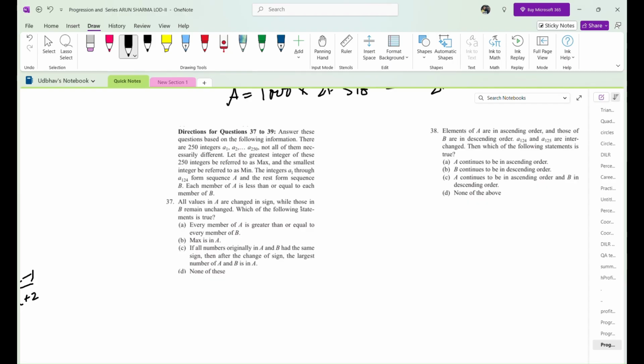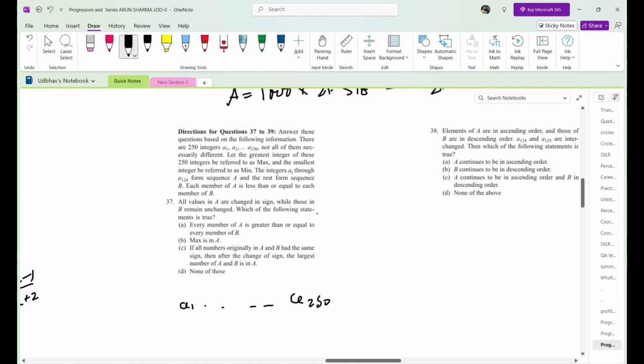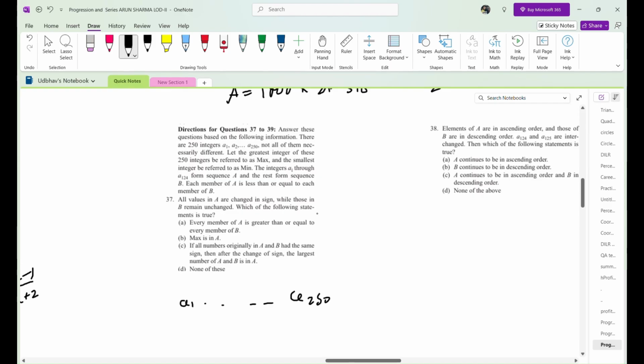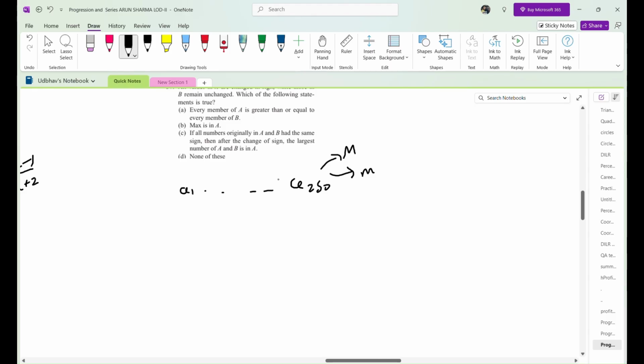Okay, we have this a1 to a250, and the max number is capital M, the minimum number is small m. It can be any of these. And now we have broken this into two sequences. What is A? A is a1 to a124.